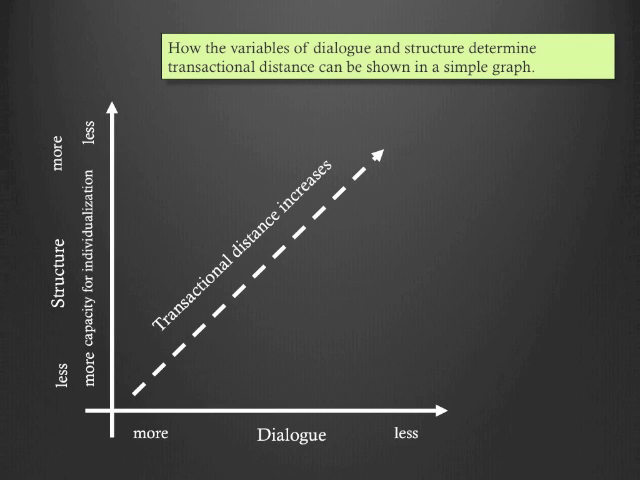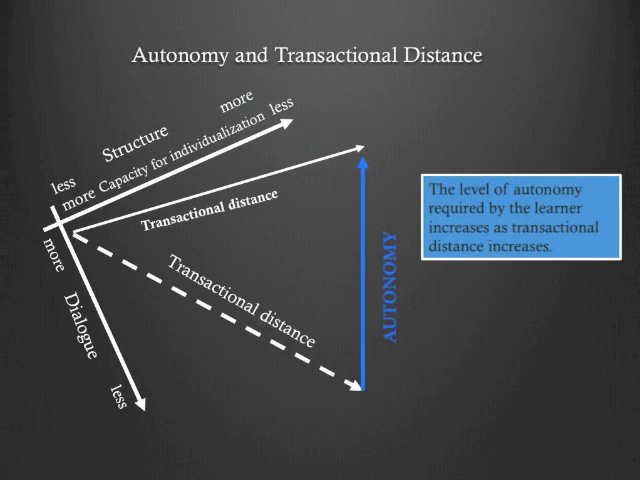So how about when there is less structure and more dialogue? The transactional distance lessens. You'll also notice the capacity for individualization here. And I'm sure you can tell the more a learner feels like an individual, the less he or she will sense a transactional distance. Now let's try to understand how autonomy works with this idea of transactional distance. This graph shows us that when transactional distance increases, a higher level of autonomy is required of the learner.